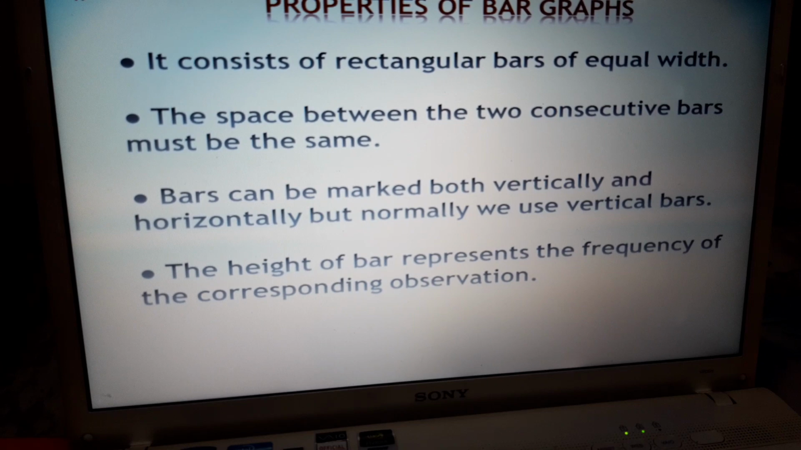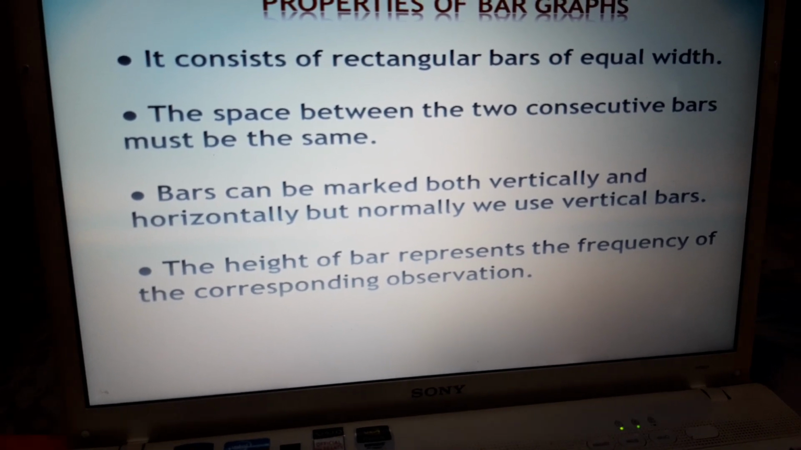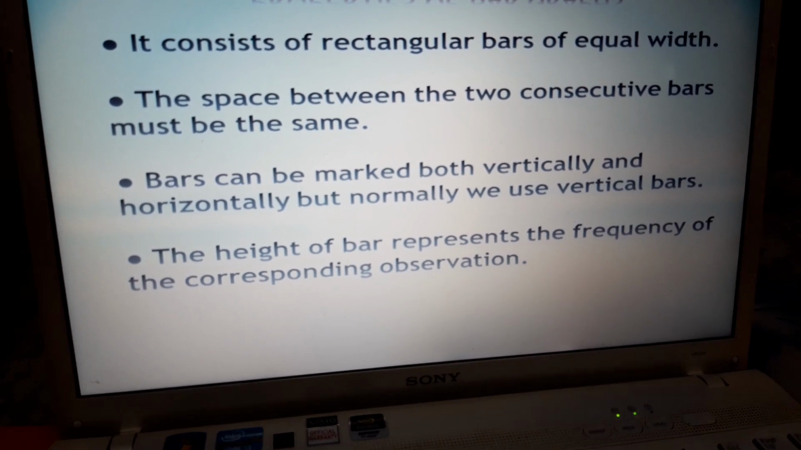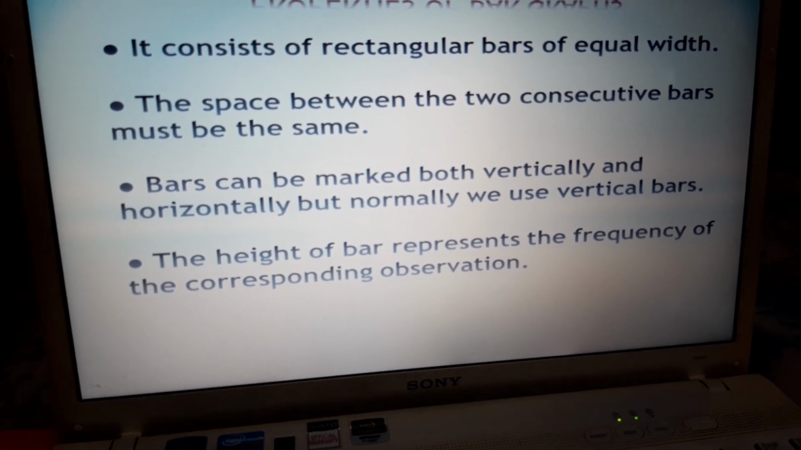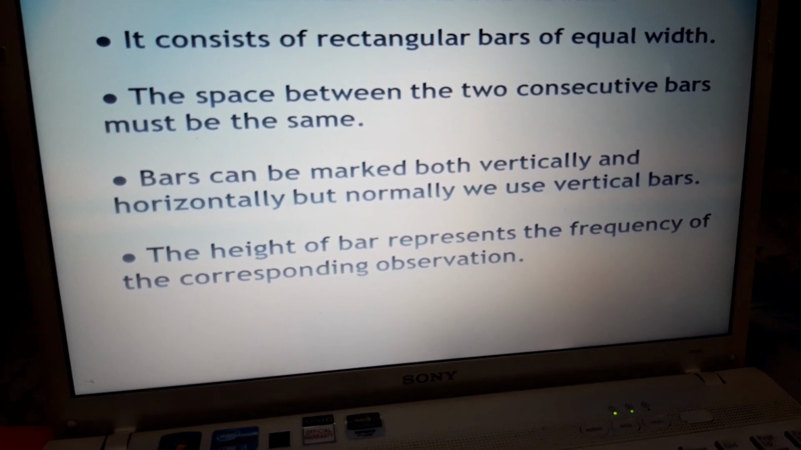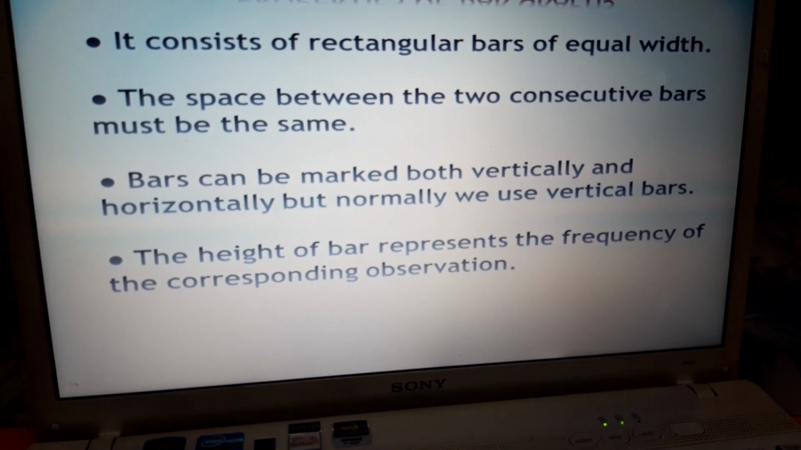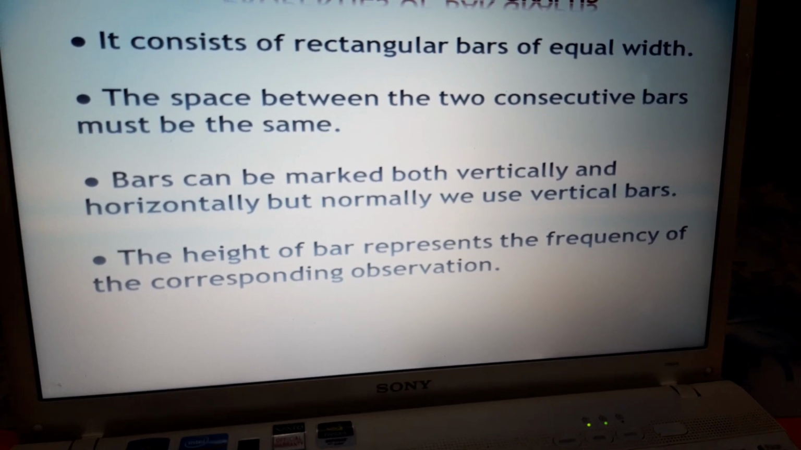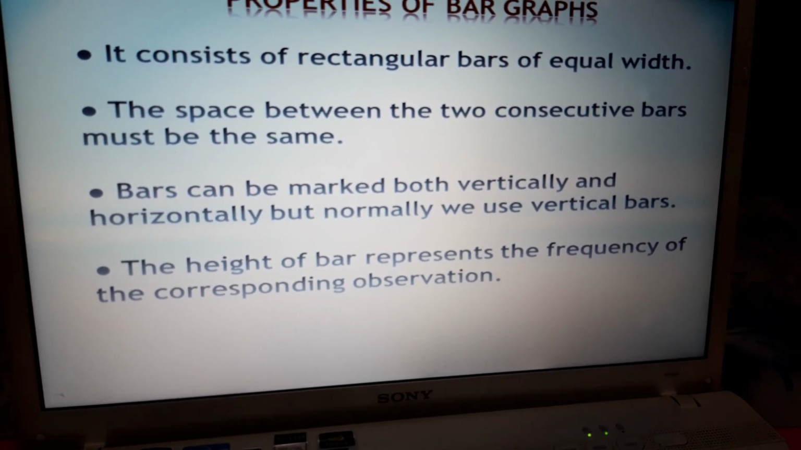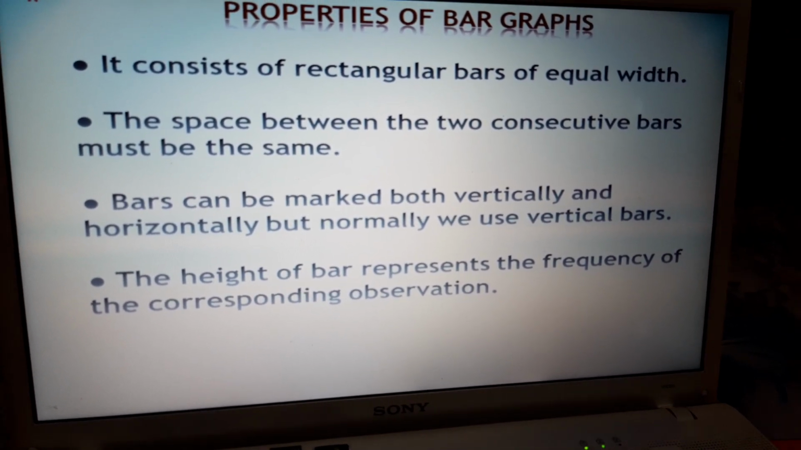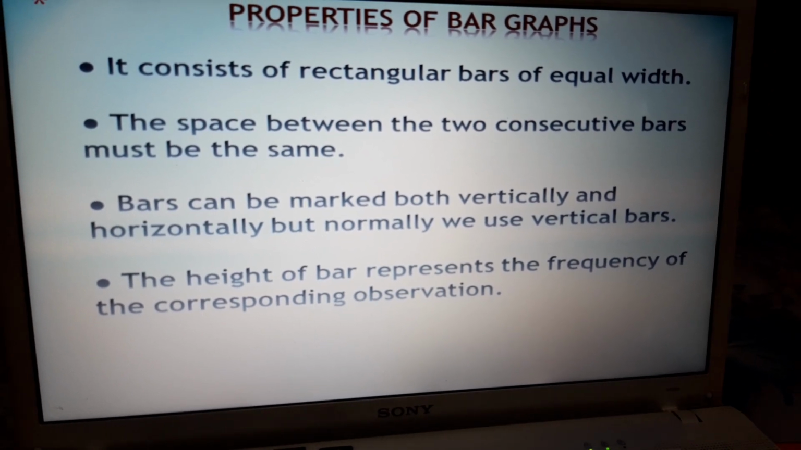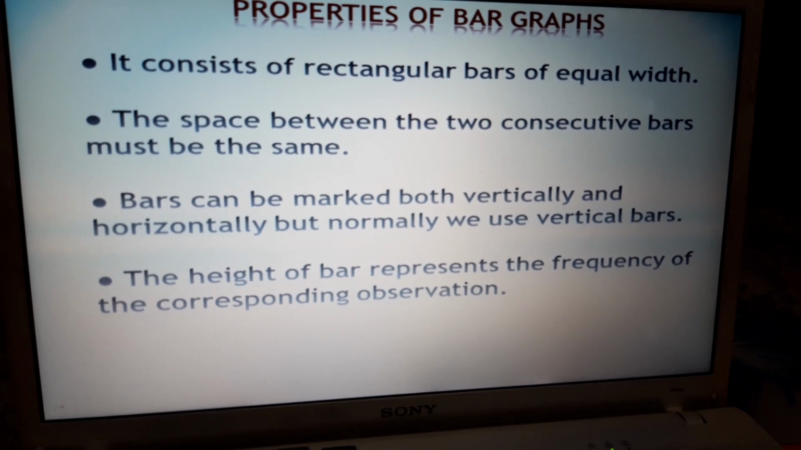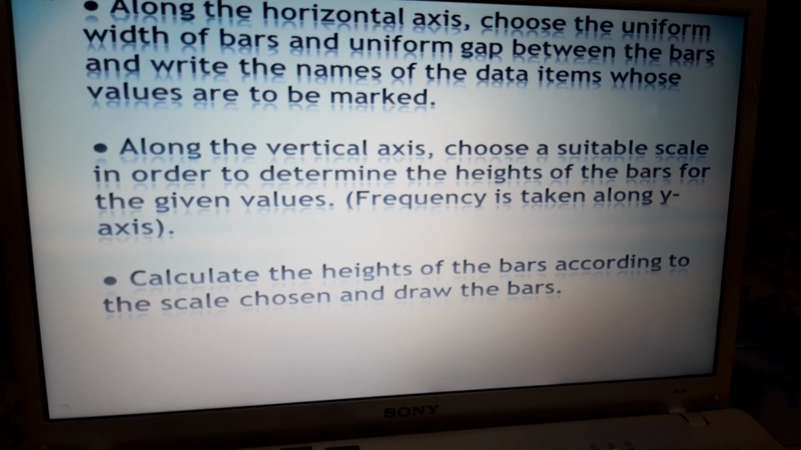Bars can be marked both vertically and horizontally, but normally we use vertical bars. As we have already discussed, the graph can be plotted in the horizontal or in the vertical direction, but normally we prefer vertical bars. Next is, the height of the bar represents the frequency of the corresponding observation. As I have already told you, the height of the bar tells us about the frequency, how many times the thing is repeating. So that frequency decides the height of the bar.